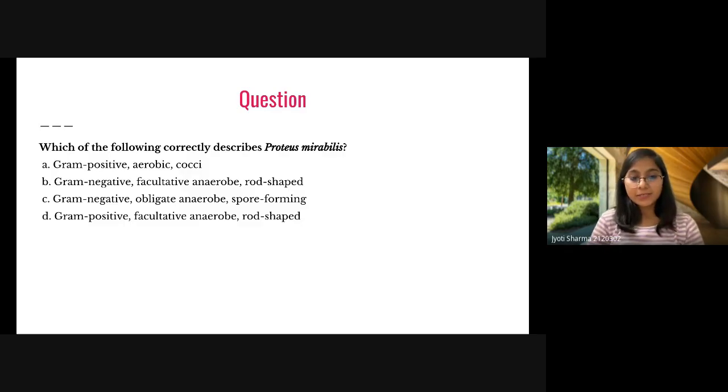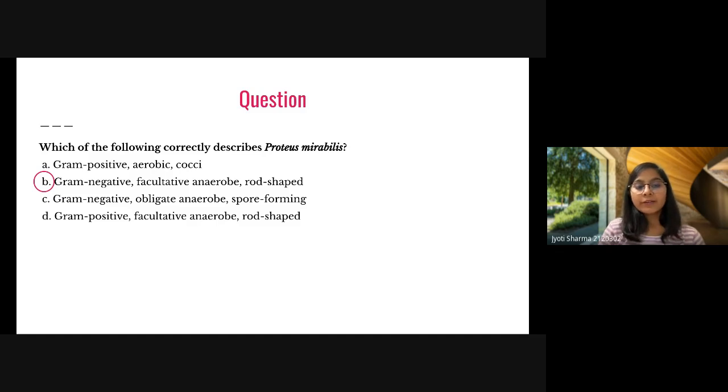So the answer is B. So this is gram negative. We already have talked about gram negative bacteria, how they are different from gram positive, how we can do the staining, and based on that staining how we can distinguish whether our bacteria is gram negative or gram positive. We already have talked about this.